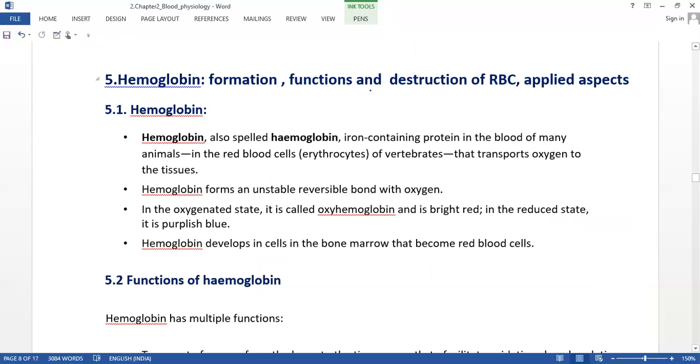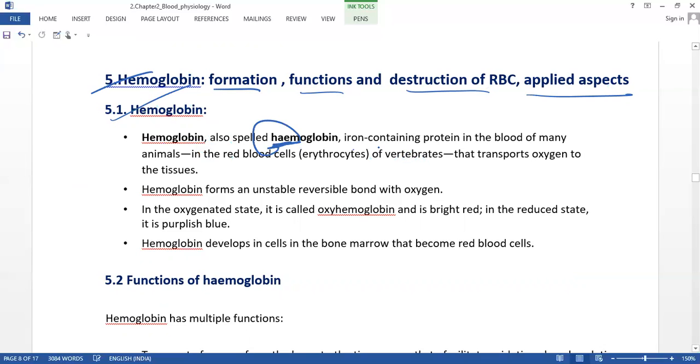Next topic is the hemoglobin: the formation, the function and the destruction of the RBC, that is the applied aspects of the hemoglobin. So now let us know the hemoglobin one by one. This hemoglobin is also spelled as haemoglobin.